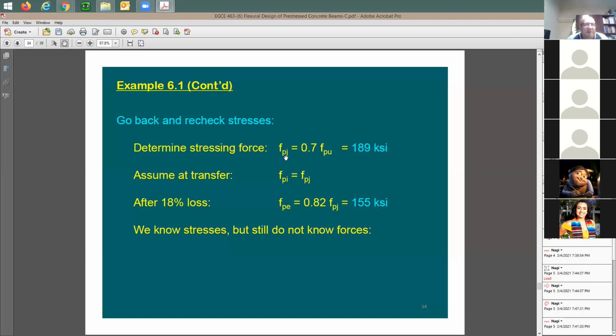Sometimes they call this FPI, since J stands here for jacking, J or I is going to be initial. So it's okay to use J. I mean, it's not wrong. I personally prefer the I. But this solved example is taken from the textbook, so I'd like to keep it the same as is. So it says PJ is going to be the stress at the time of jacking. So it takes here 82% of the 189. You're going to be at 155 instead of 150 KSI.